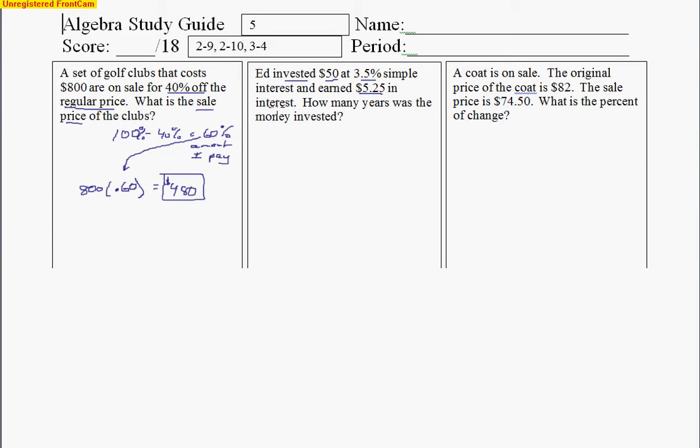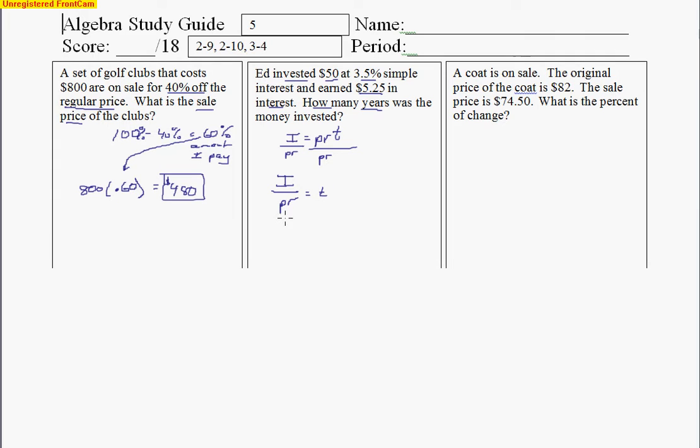Looking at the next one, Ed invested $50, and he invested that at 3.5% simple interest and earned $5.25 in interest. They want to know how many years was the money invested. So I've got I equals PRT is the formula, but I need to solve for time, so I'm going to divide by the principal and the rate.